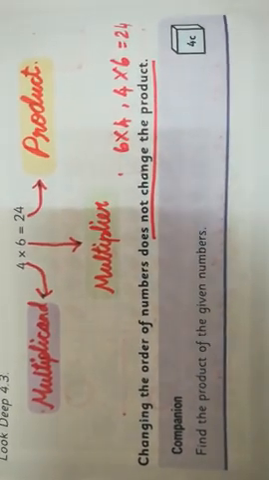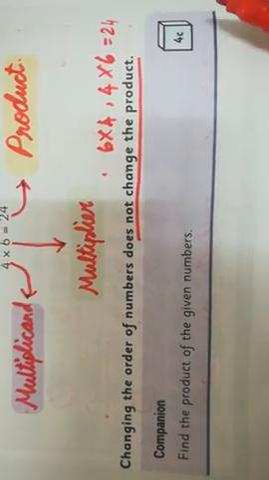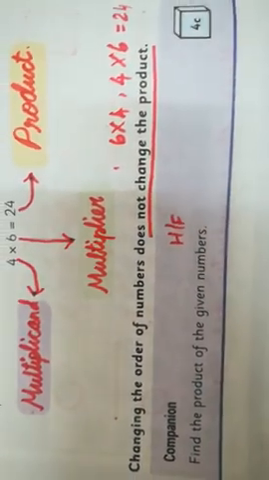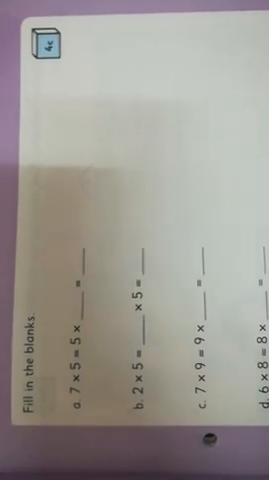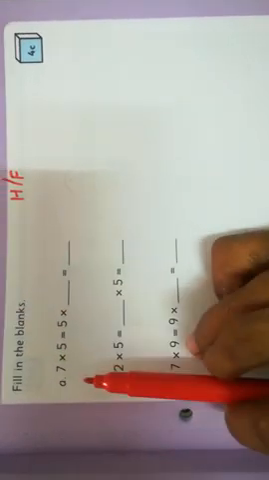Now, next one. Companion activity 4C. This is your home fun. Companion book, page number 33, children. Companion activity 4C. This is your home fun. Fill in the blanks. Option A.